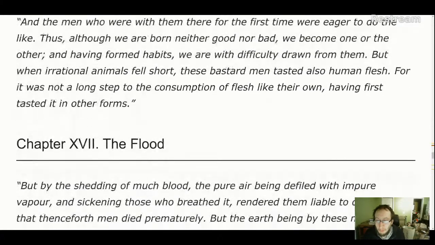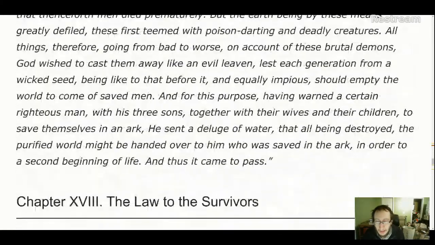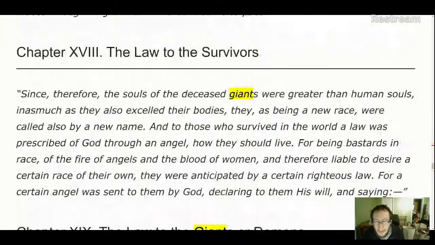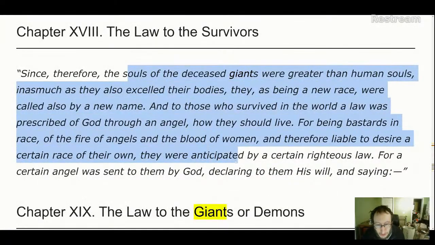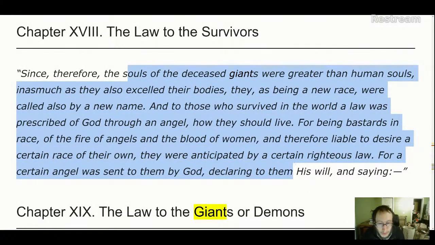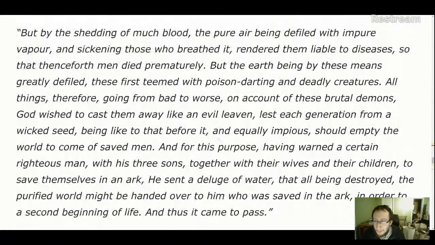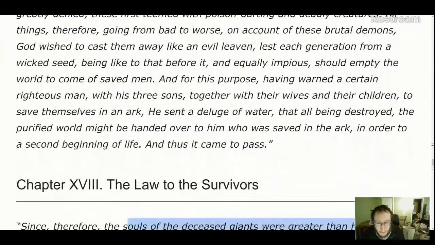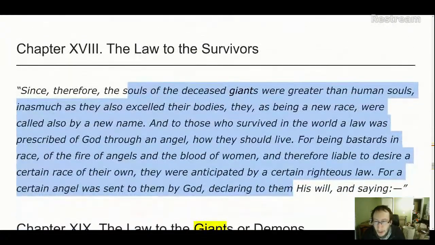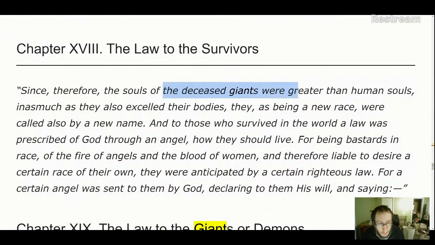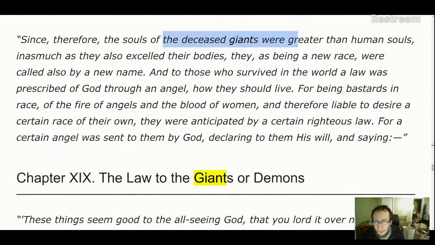Then the flood happens, okay? And then after the flood happens, it says that a law was given to the survivors. Now it says, not the survivors, but when the giants were killed, they became demons essentially. It says right here, the souls of the deceased giants were greater than human souls, inasmuch as they also excelled their bodies. They, as being a new race, were called also by a new name.